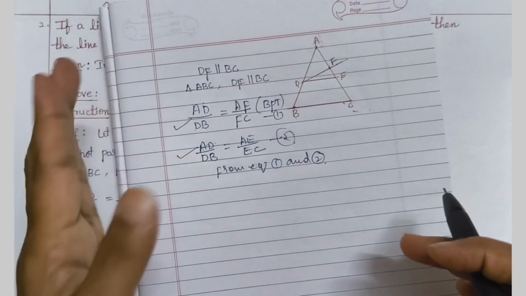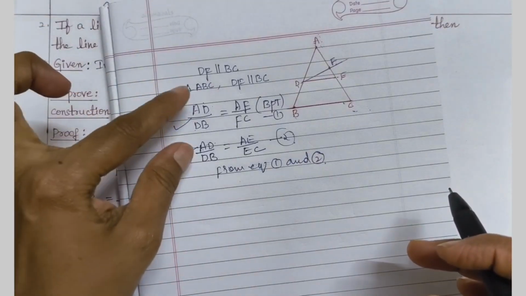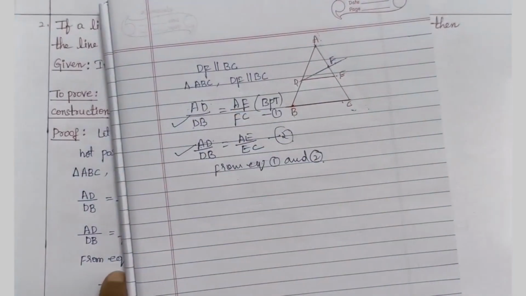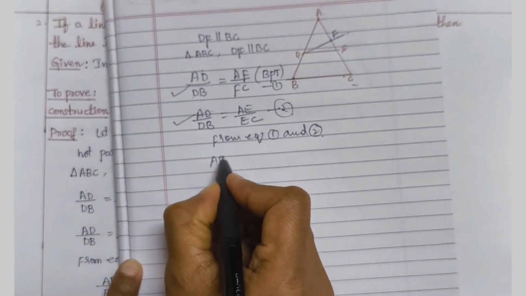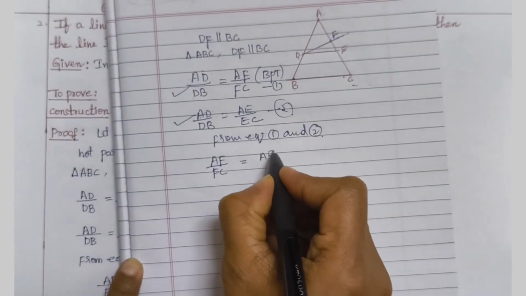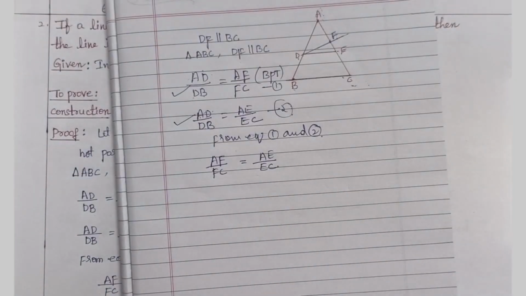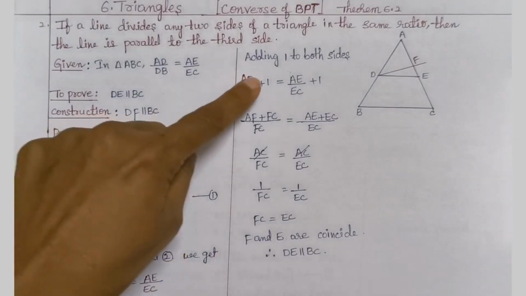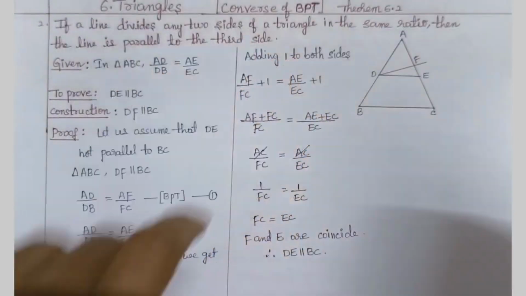On the left hand side, AD by DB is there, and here also AD by DB is there. So both are the same, which means the right sides are also equal. From equation 1 and 2, we can take AF by FC is equal to AE by EC. Now, what to do? Both sides we will add 1. So you write a sentence like this: adding 1 both sides.